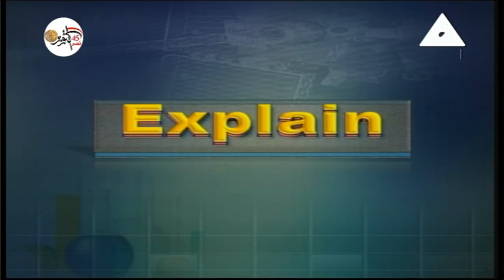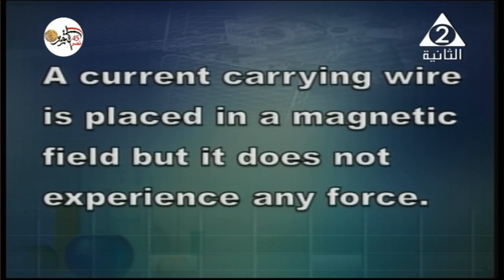And now we've got a question. Explain. A current carrying wire is placed in a magnetic field. So we've got a straight wire, and a current is passed through it and it is placed in a magnetic field, but it doesn't experience any force. No force acts on it. What is your explanation?